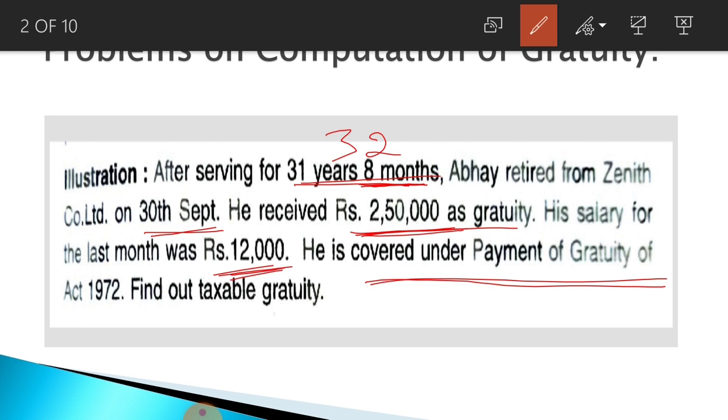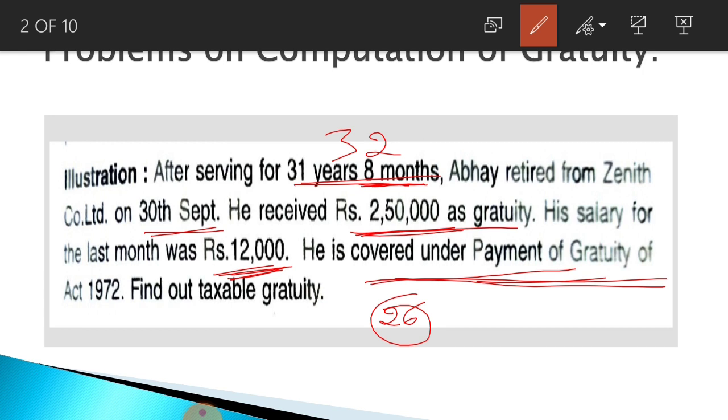In this problem, 15 days salary can be calculated on the basis of the information given in the problem, that is 12,000 multiplied by 15 by 26. Here 26 is number of working days. In the problem, if the number of working days are not given, you have to consider 26 days as number of working days in a month and multiplied by number of years of service, that is 32 in this problem. In this problem, they have particularly mentioned that he is covered under Payment of Gratuity Act of 1972. You can calculate taxable gratuity very easily.